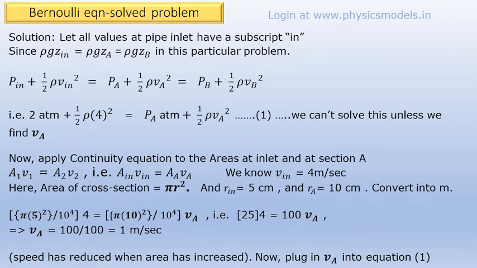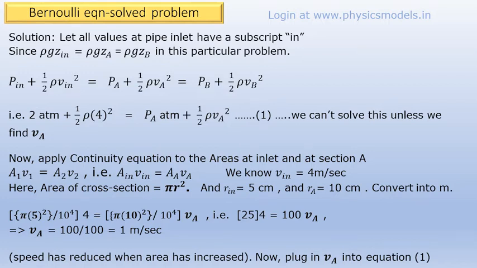We now write the Bernoulli's equation with only pressure and kinetic energy terms. So P inlet plus half rho into V inlet whole squared will be equal to P at section A plus half rho into V A whole squared, and so on. Now, in this equation we know the pressure at the inlet, we know the velocity at the inlet, we know the density as well, but we do not know the velocity at section A. So with two unknowns we cannot solve equation 1.